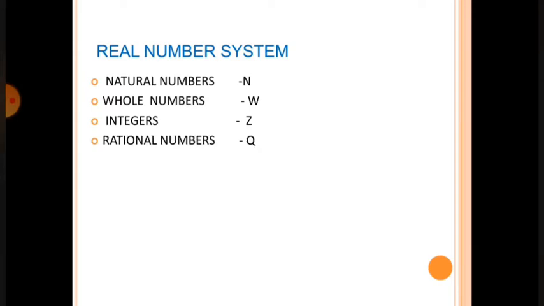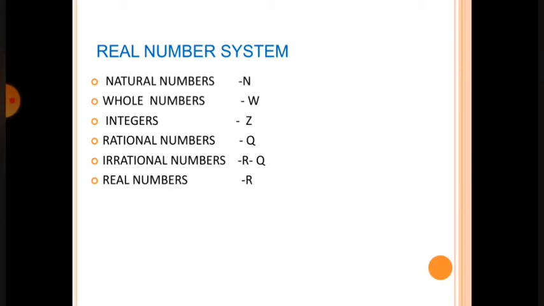Rational numbers are in the form of p by q, where p and q are integers but q is not equal to 0, and we denote it as Q. Real numbers are the union of rational and irrational numbers. Irrational numbers we denote as R minus Q. From the real number system, if we remove the rational numbers, the remaining numbers are irrational numbers. We don't have a specific letter for irrational numbers; it is usually denoted by R minus Q.